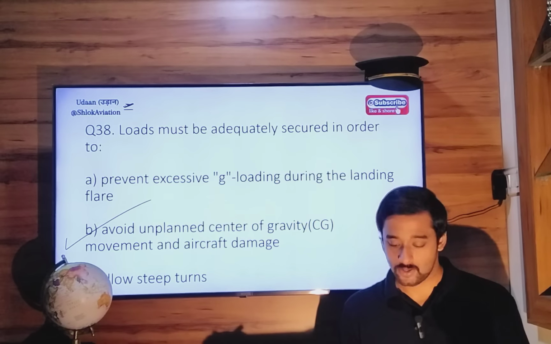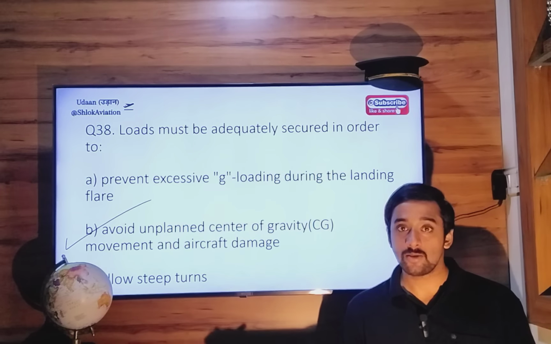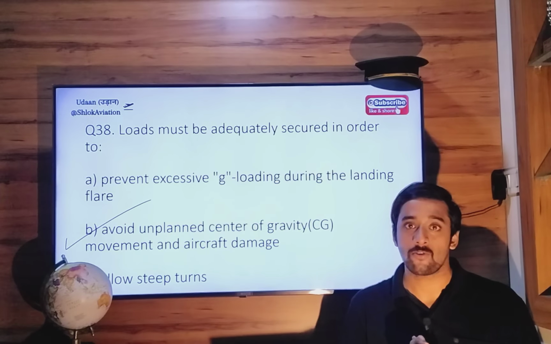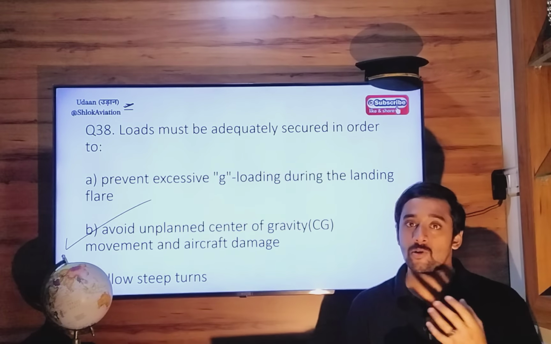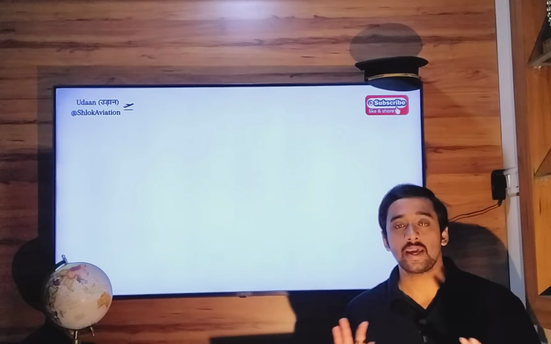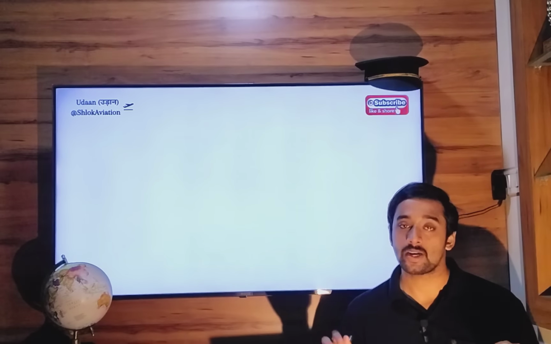They must not move during your journey. Unplanned CG movements will alter your elevator pitch control movements that you will have to give, your fuel burn, etc. So it's very important that everything is secured in its place to ensure safety, safe operation of flight, profitable flight.